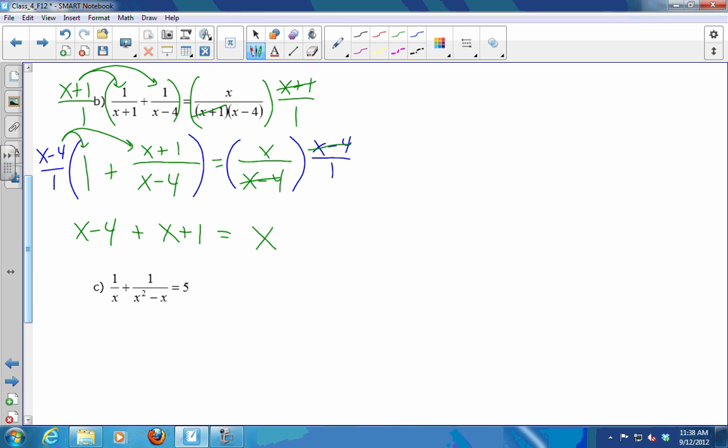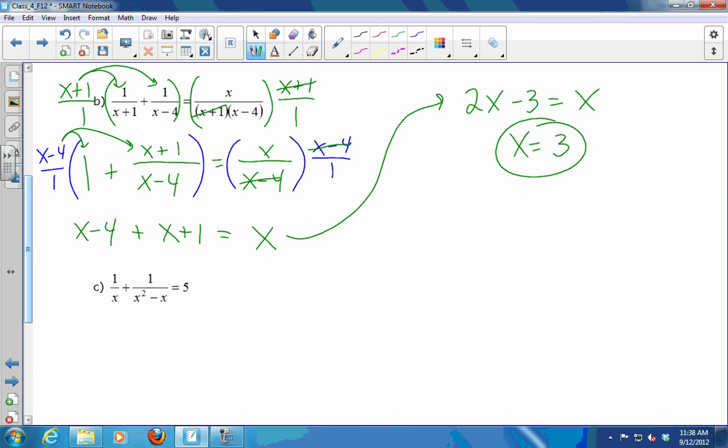And now this is a super easy linear equation. Combine like terms, so I have 2x minus 3 equals x. X equals 3. Now, if you've seen this technique before, you don't have to eliminate the denominators one at a time. You can do them all at once. So I could have multiplied by x plus 1 and x minus 4 in the same step. So if you are used to that, or that just makes more sense to you, go ahead and do that.